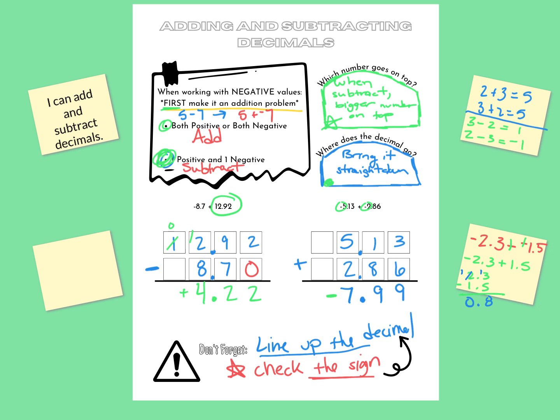Now I look at my signs. So we always want to check the sign at the end. Which one is bigger? Well, 2.3 is bigger than 1.5, and it's negative. So my answer has to be negative. So if it is a subtraction problem, turn it into addition and decide, are they both positive or both negative, or do you have one of each? Follow those same integer rules. It might not be a bad idea to have those notes out next to you while you're working through these types of problems with decimals.